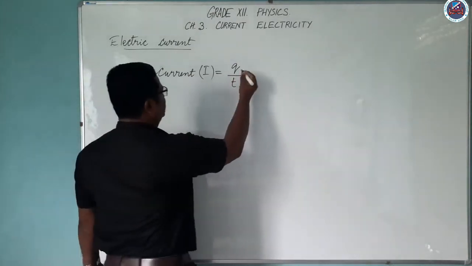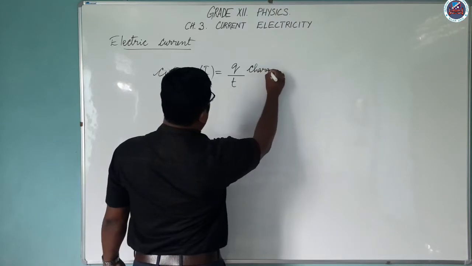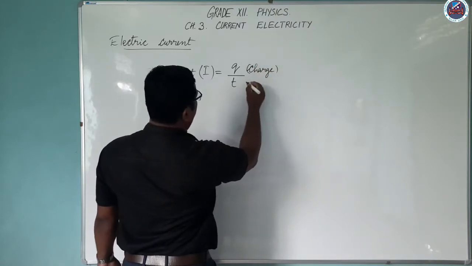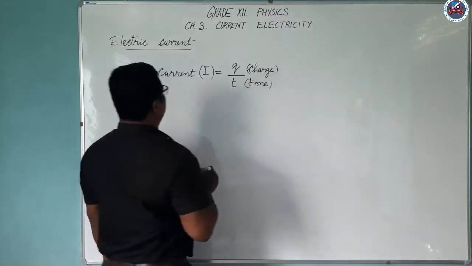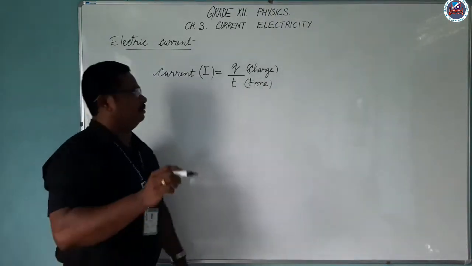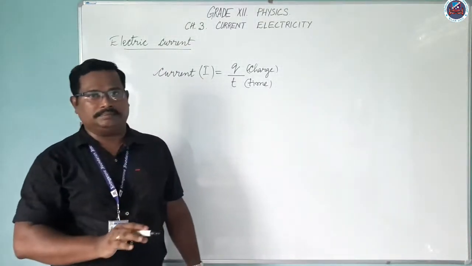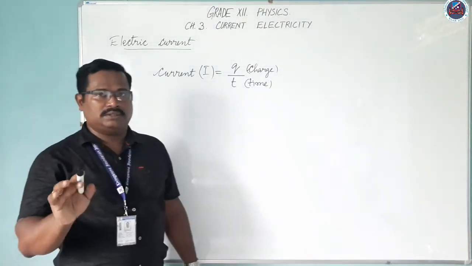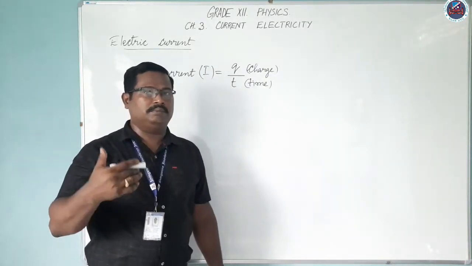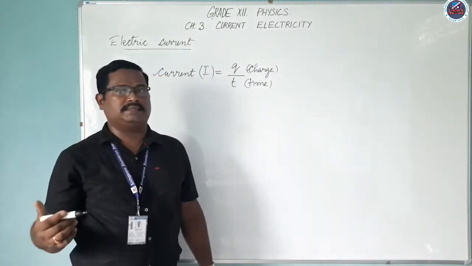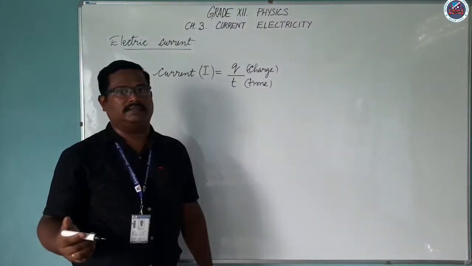Q here indicates the total charge, and T indicates time. Now, all the time, it is not necessary that the current will be steady. If the current is not steady, if it is varying, sometimes it is becoming more, sometimes it is becoming less. It happens generally when we study alternating current.